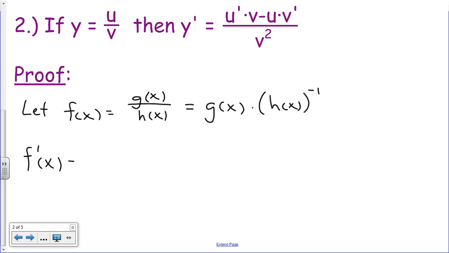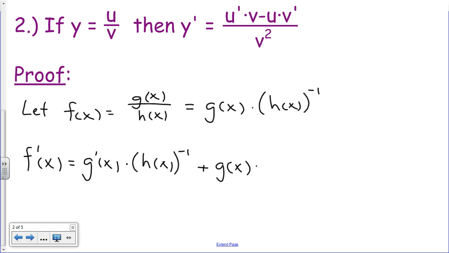So f prime of x is equal to, follow product rule first because it's a product of g of x times this h of x to the negative 1. So product rule says take the derivative of the first function, g prime of x, times the second function, h of x to the negative 1, and then plus the first function, which is g of x, times the derivative of the second. Now here again, you've got to be careful. This is a composite function, so follow chain rule as we do this.